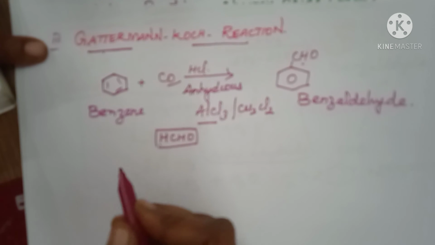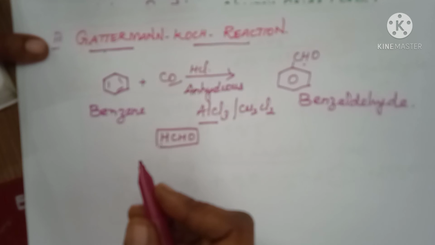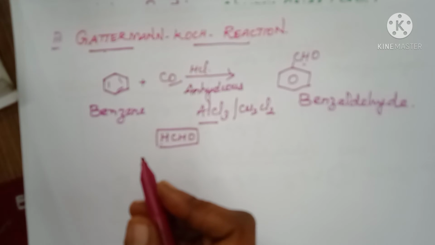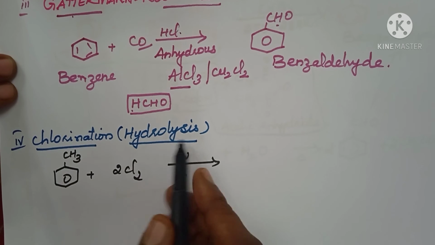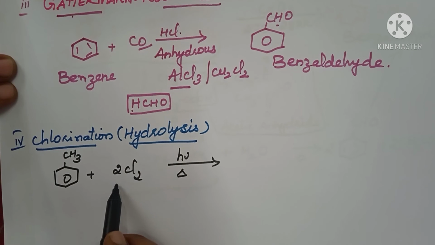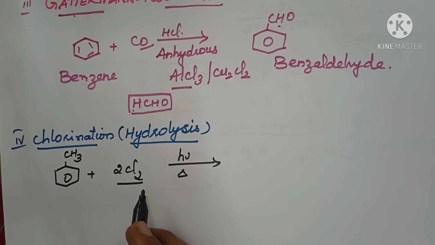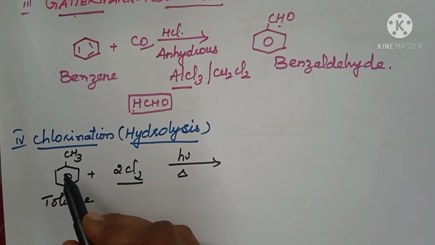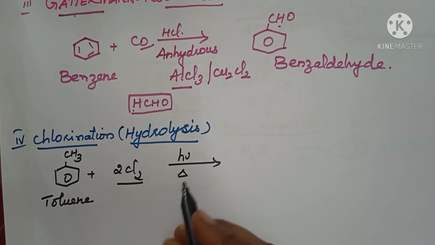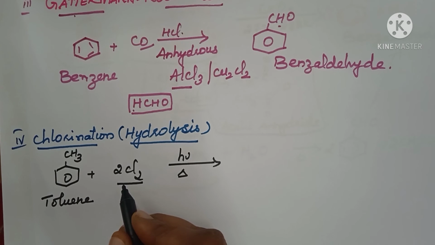Okay, the next part we are going to see is chlorination, which is the easiest one. The next method is chlorination, followed by the hydrolysis method. Chlorination means chlorine molecules. For all the benzaldehyde preparations you are taking the same compound, toluene. Toluene is nothing but methyl benzene, that is benzene attached with a methyl group. In chlorination, in diffused sunlight, side chain chlorination is formed.